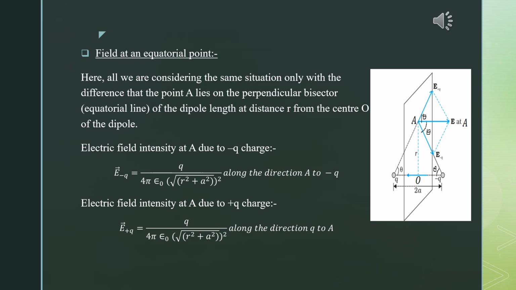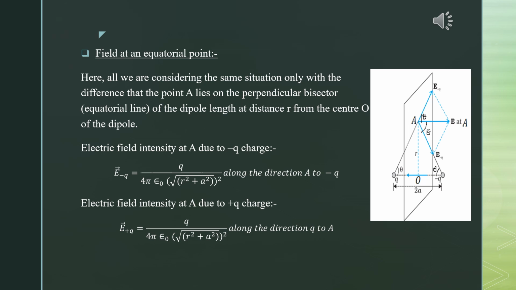So now we will first find out the electric field at A due to minus q charge, following the same procedure. So what will it be? It will be q by 4 pi epsilon naught, and the distance will be from minus q to A. What is that distance? You can use Pythagoras theorem: root under r square plus a square, because O to q distance is a. Whole square of it. So obviously root and square will cancel out. You will get q by 4 pi epsilon naught (r square plus a square). What is the direction? As minus q is a negative charge, electric field means force on a positive charge, so it will be an attractive force. So direction will be from A to minus q.